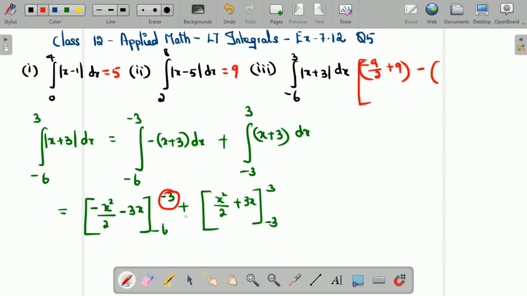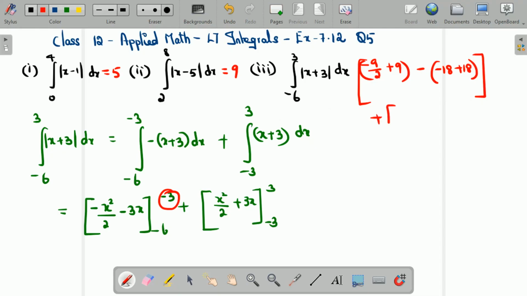Minus, now let's start with the lower limit. Minus 6 the whole square is 36 by 2, so this is going to be 18. However, there is a negative sign, so minus 18. Now when I apply the minus 6, this is going to be minus 3 into minus 6, so this is going to be plus 18. So now this is only for the first integral.